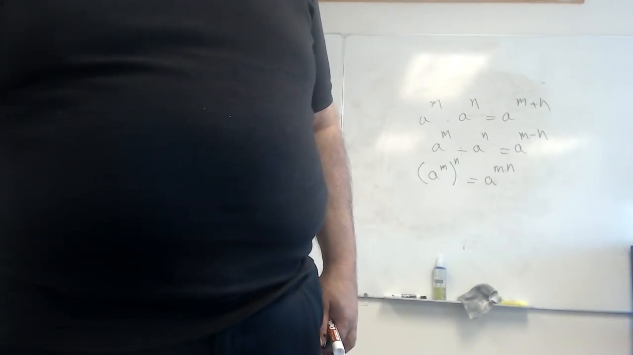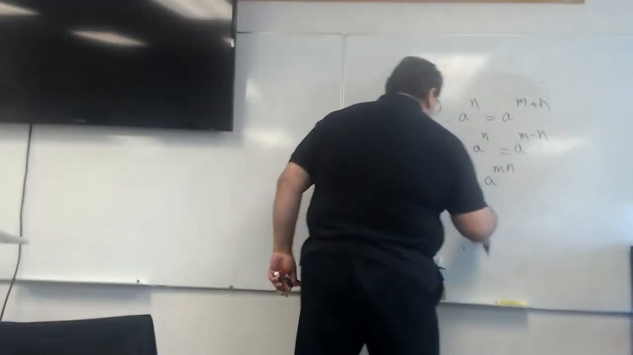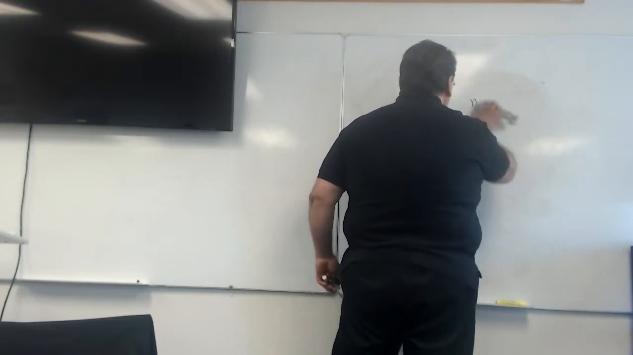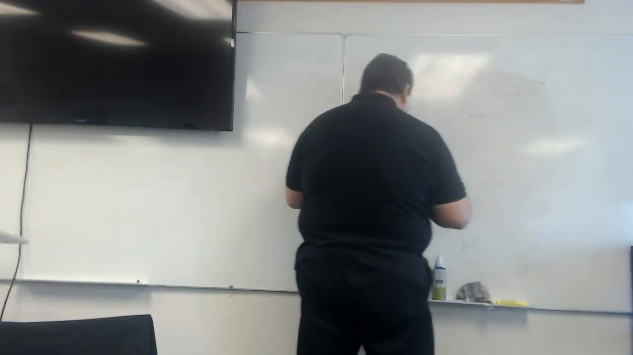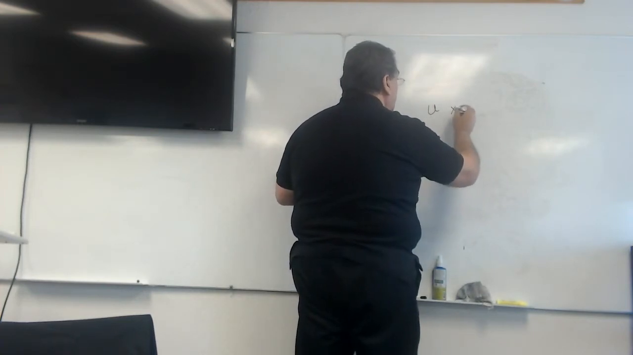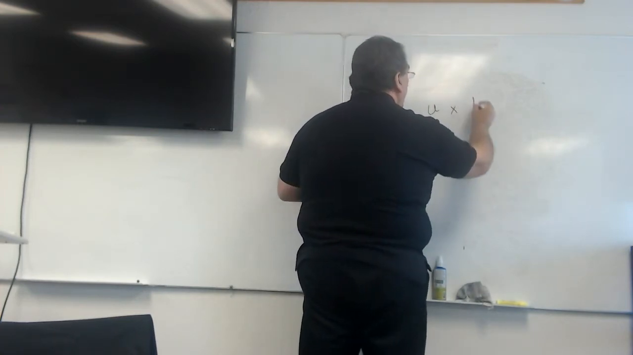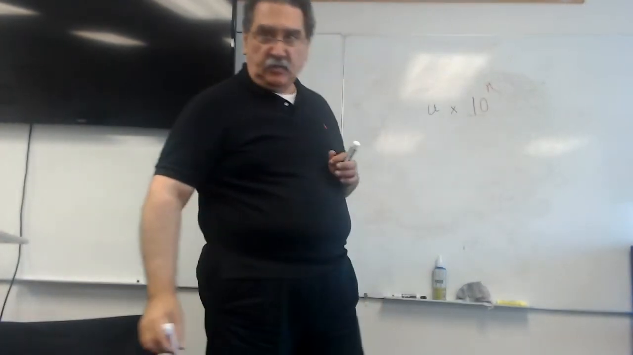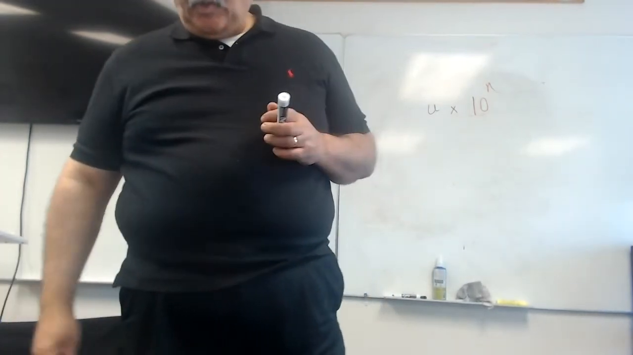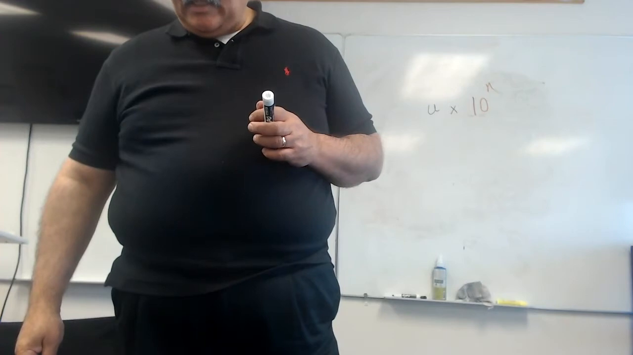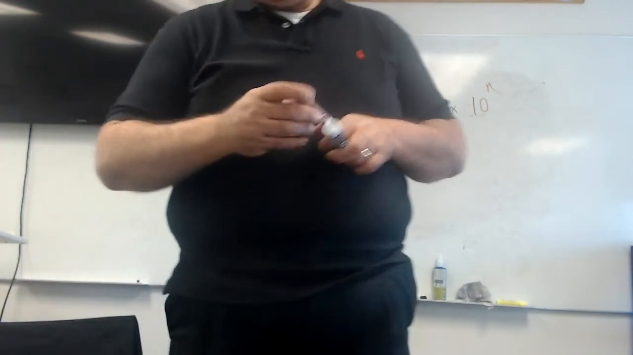Okay, scientific notation. Basically, we have decimal notation and scientific notation. This is scientific notation: you have a number A times 10 to the power of n, for example. This is called scientific notation. A is a number greater than or equal to 1 and less than 10, and n is an integer.